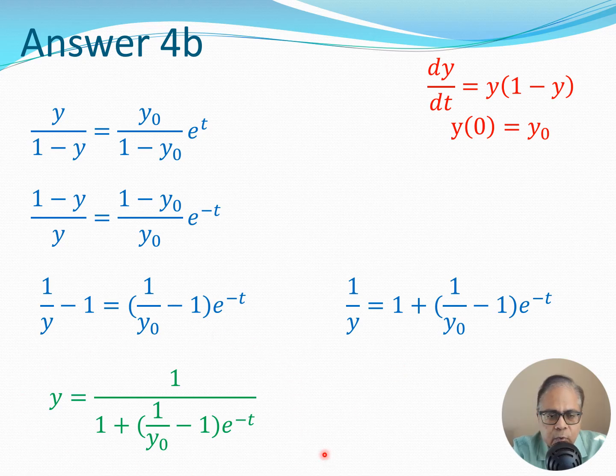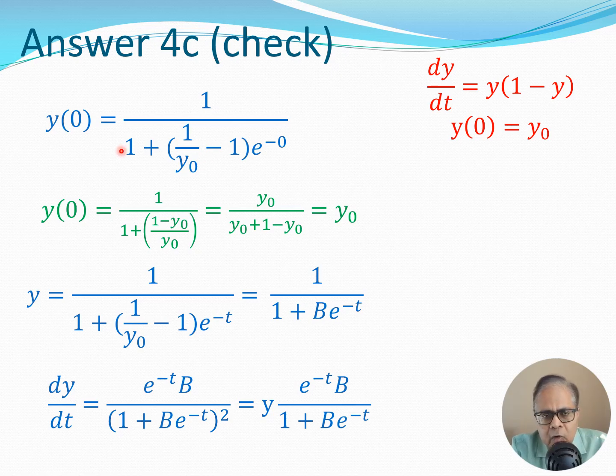Now from this I write a simpler form like this here, and I get the solution of y, which is given in green. Now you can see here the solution of y as a function of t is expressed in terms of y0, which is a known number here, and e to the power minus t. So this equation in green is the solution of the logistics equation. So now let's just check this.